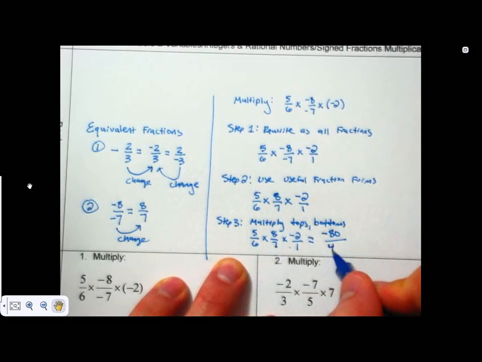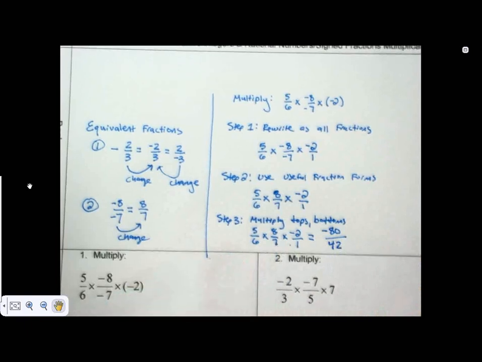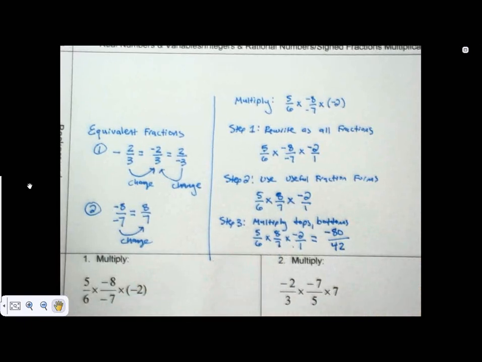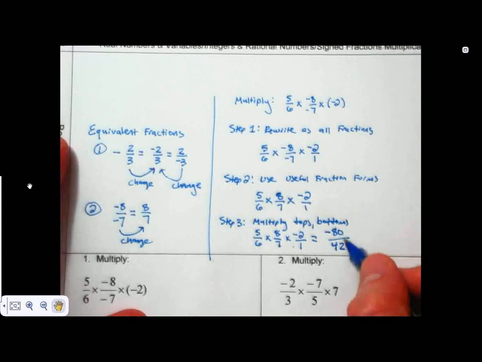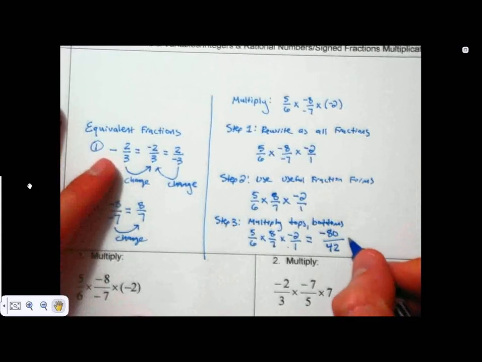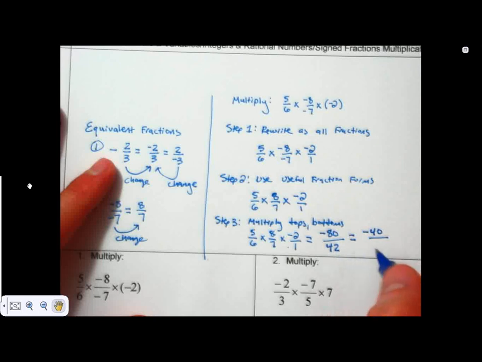is 42 still. And then the last step is just to reduce this as much as possible. So since both numbers are even, I'm going to divide top and bottom by 2. Negative 80 divided by 2 is negative 40. 42 divided by 2 is 21. And that is as simplified as this fraction can get.